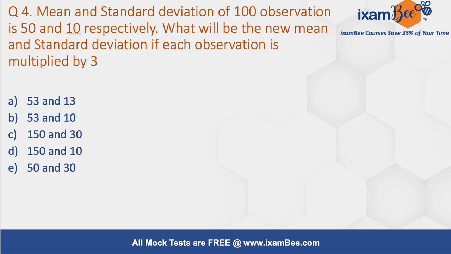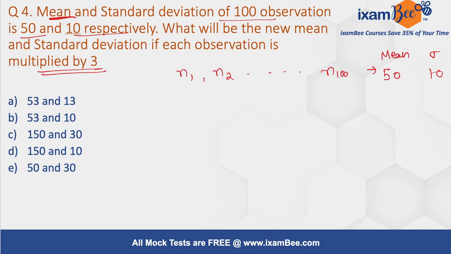Question number 4. The mean and standard deviation of 100 observations are 50 and 10 respectively. Which will be the new mean and standard deviation if each observation is multiplied by 3? So what happens here? Let's say there are 100 observations, n1, n2 until n100, and the mean and standard deviation are given to you. Mean is given 50, standard deviation is given 10.